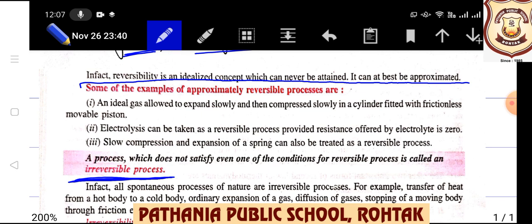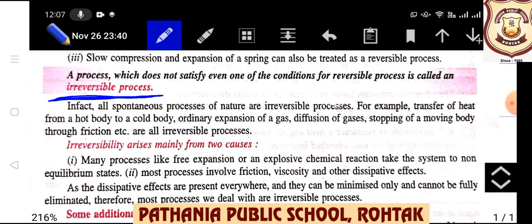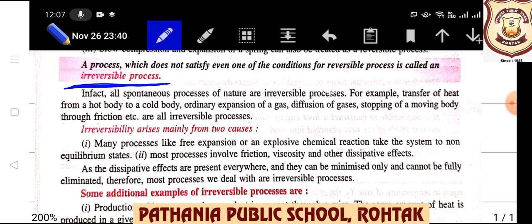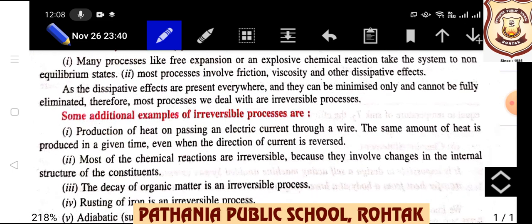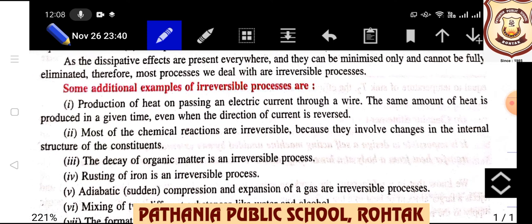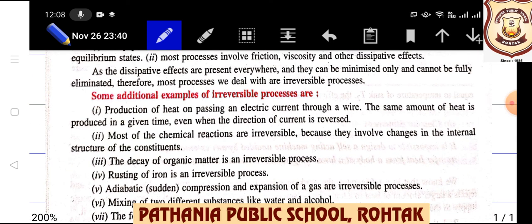Most of the chemical changes or chemical reactions are irreversible because they involve change in the internal structure of constituents. The decay of organic matter, rusting of iron, sudden compression or expansion, mixing of two different substances like water and alcohol, and the formation of a solution of a solid in water are examples of irreversible processes.